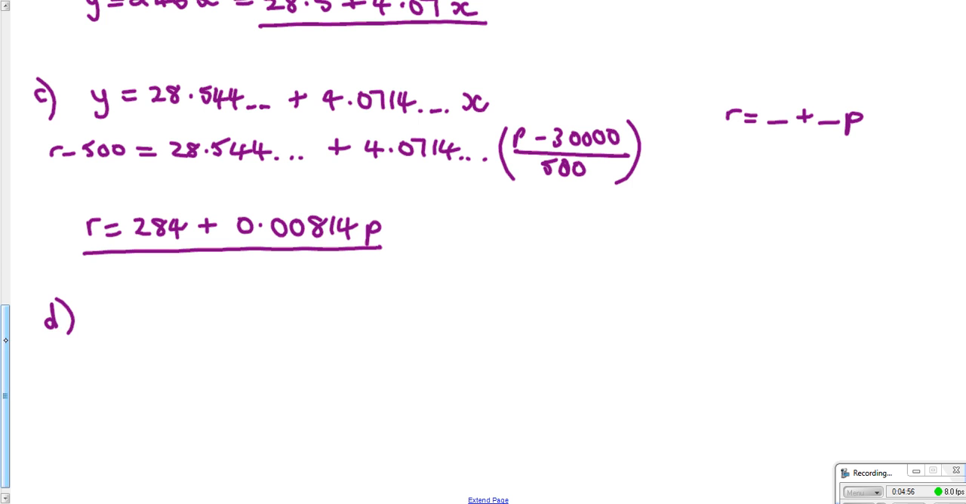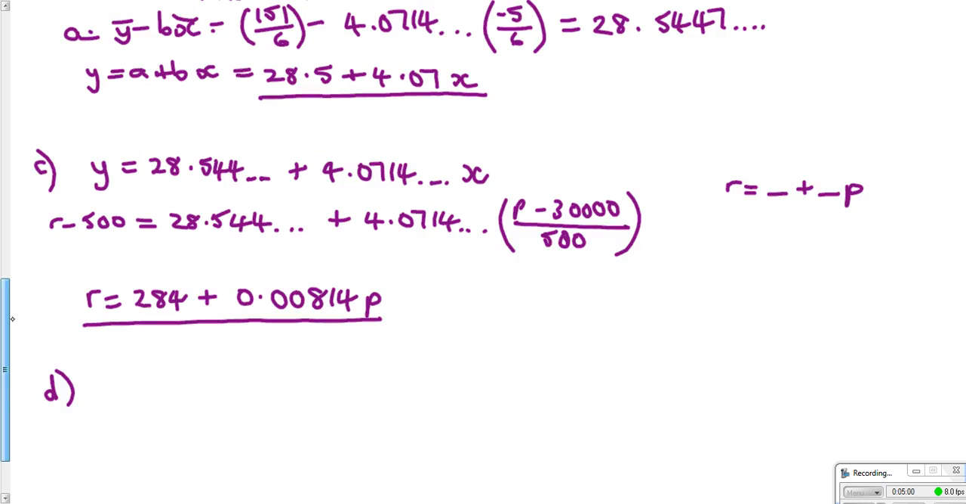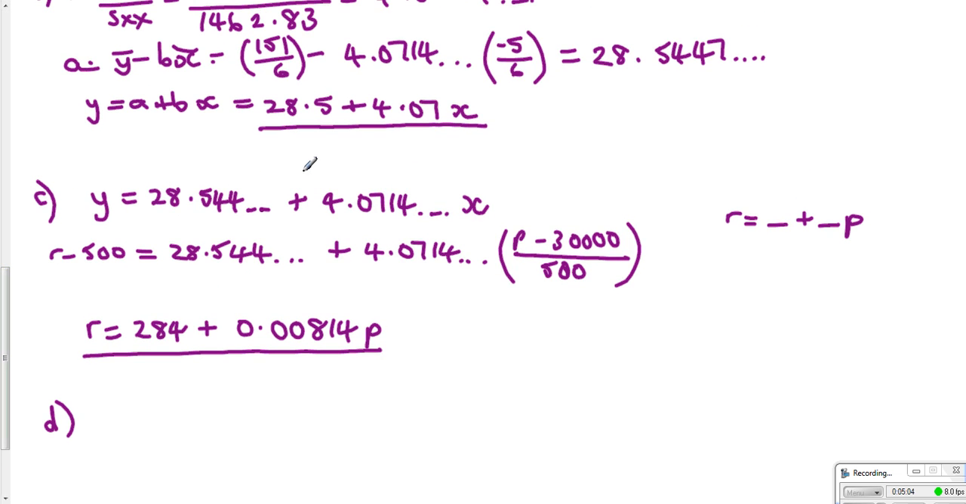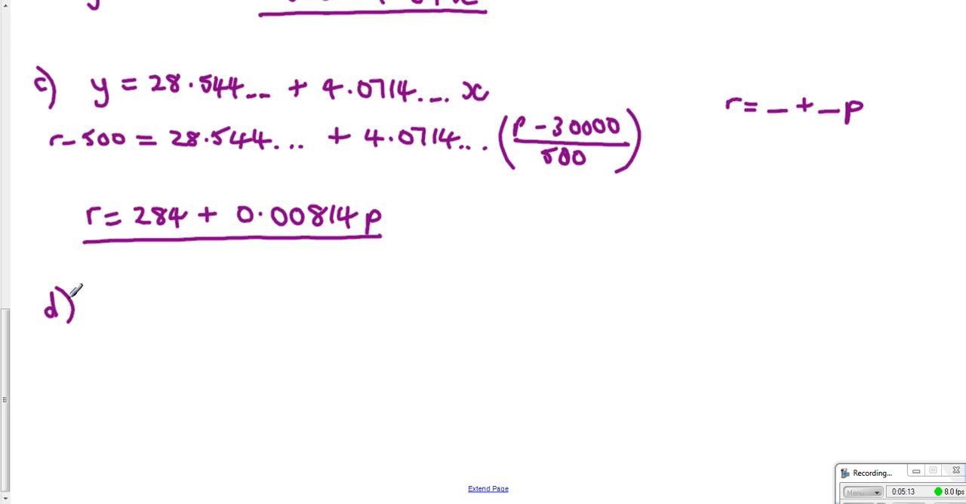Part D is now asking us to interpret the coefficients of the regression line of R on P. So we worked out a regression line of y on x, that was coded. We've decoded it by substituting back in the two expressions, and now we've got to interpret them. Now, if you remember, R was the number of phone calls, and if we were plotting it on a diagram, that would go up the side. And P was the number of papers that we'd sold.